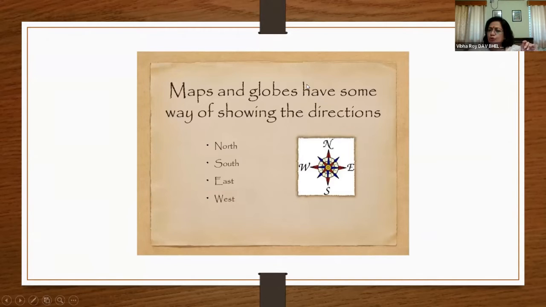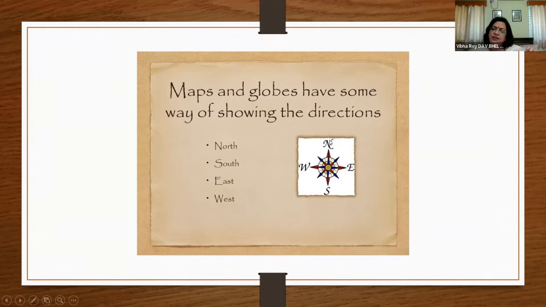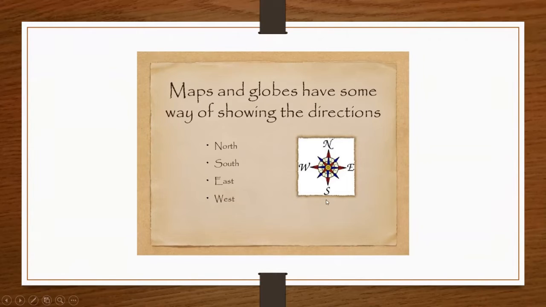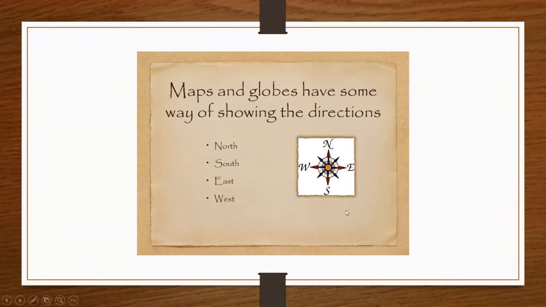So maps and globes have some way of showing the direction. This is a compass rose, which is showing the four directions, and in the middle, you have intermediate directions. When you are writing intermediate directions, you have to write them correctly also. Between north and east, you have northeast. Between south and east, you have southeast. Between south and west, southwest. Between north and west, northwest. So in total, 4 cardinal and 4 intermediate directions.